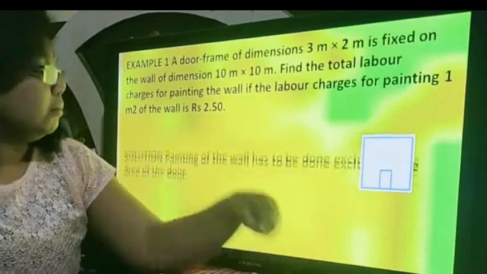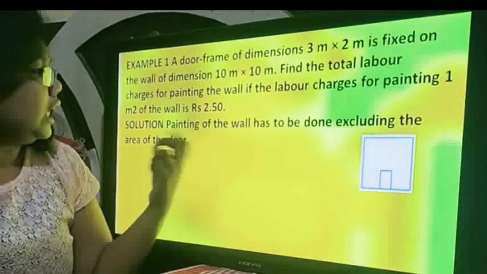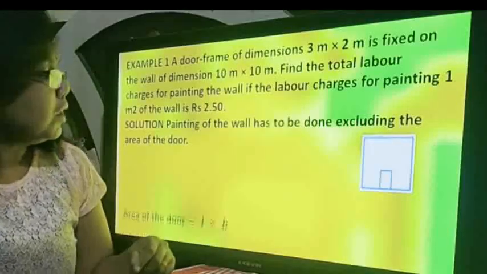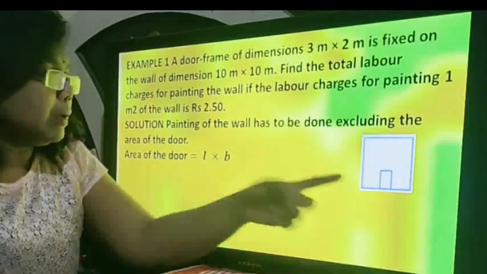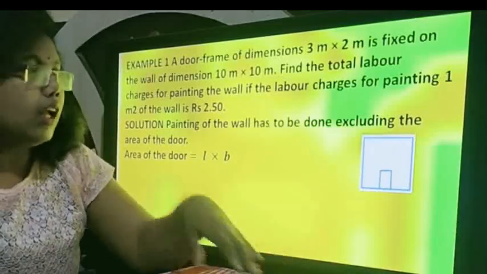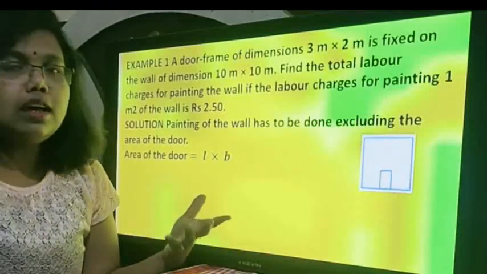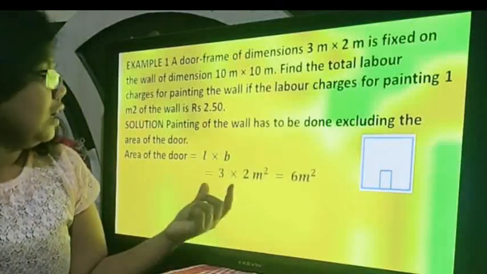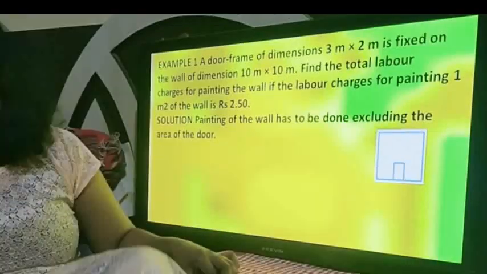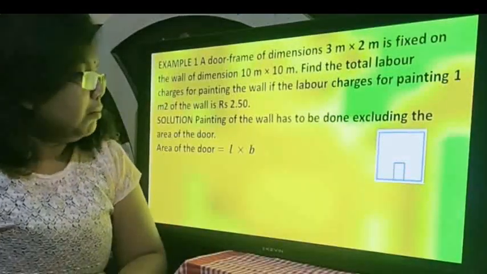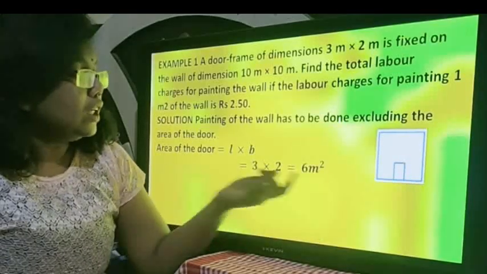So how is it done? Painting of the wall has to be done excluding the area of the door. You have to exclude, you have to leave that part. So the area of the door is length multiplied by breadth, because you could see that the door is rectangular, and in most cases doors are rectangular. Exceptional cases are there, but we assume here the door is rectangular. So you get 3 multiplied by 2, that is 6 meters square.